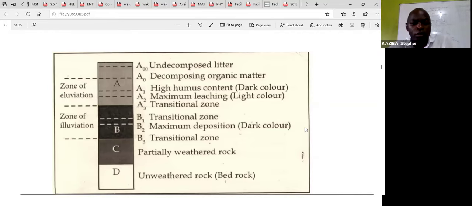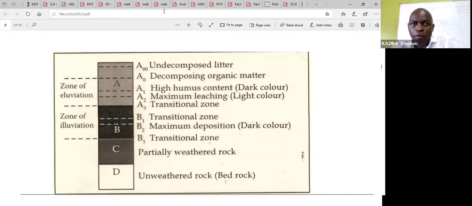Now, the factors of soil formation are the same factors of, maybe what I forgot to tell you is that when they say soil types, they mean zonal, azonal, intrazonal.